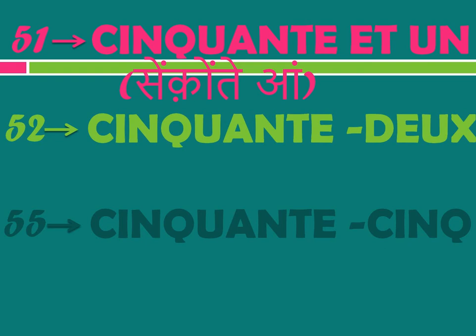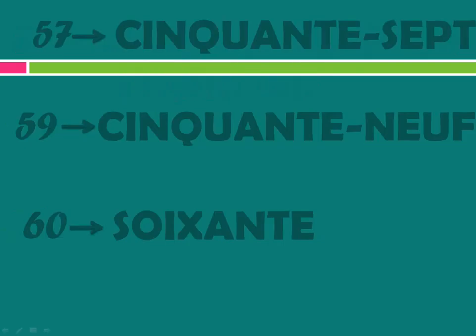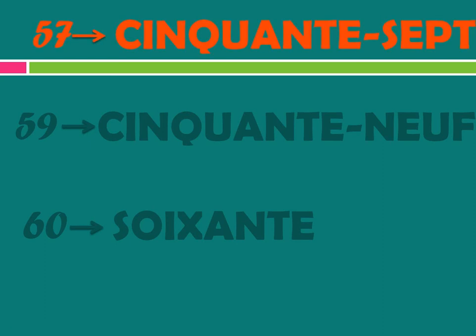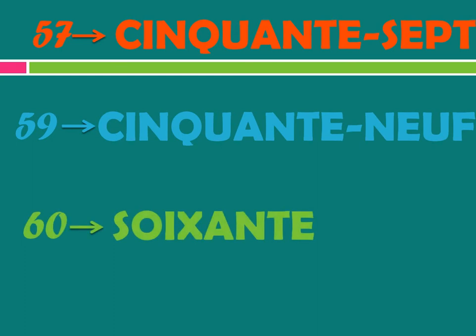55 is 5 added with 50, cinquante-cinq. 57 is 7 added with 50, cinquante-sept. 59 is 9 added with 50, cinquante-neuf. And 60 is soixante.